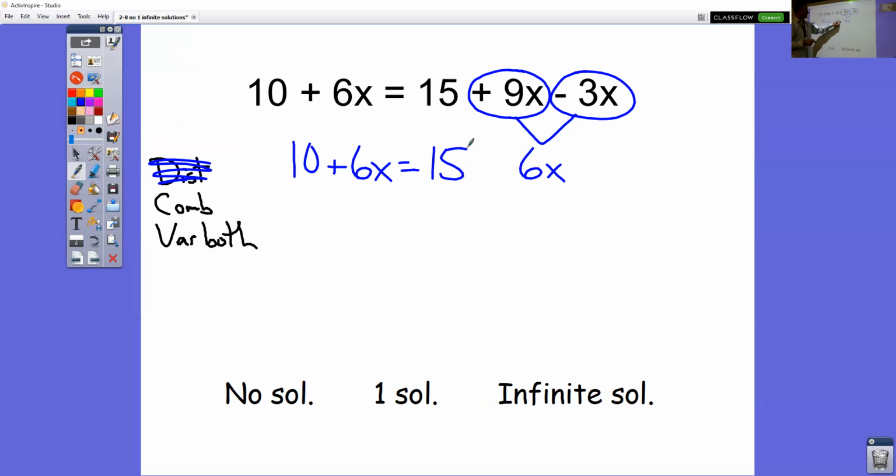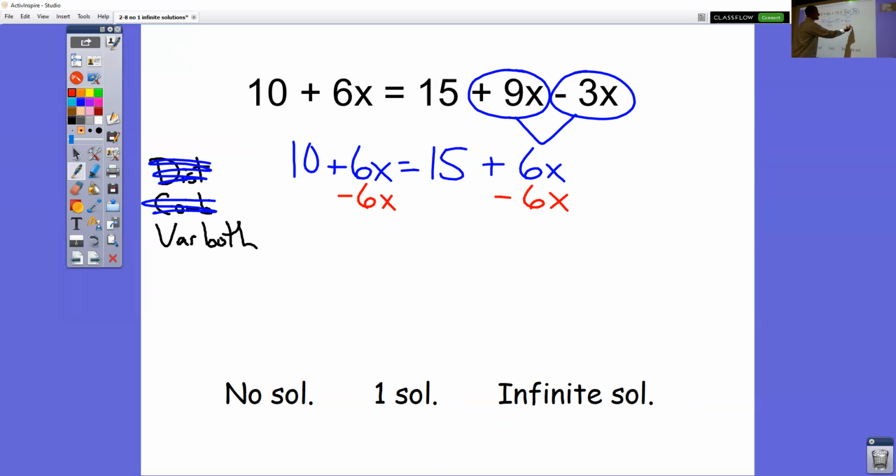Now, we need a symbol in between there. This was a +6 when we added those together, so I'm going to put a +6. So I did combining like terms. Next thing I'm going to look for is variables on both sides. Do I have letters on both sides of the equal sign? Yes, I do. So I need to get all the letters onto one side.